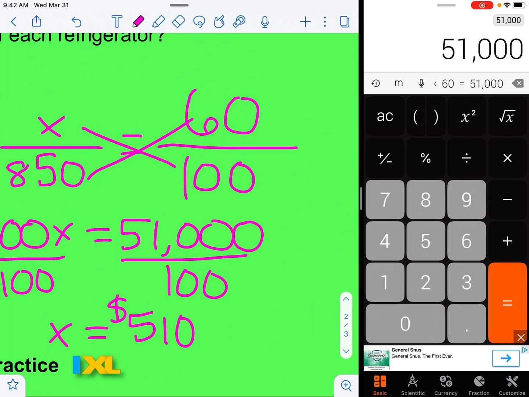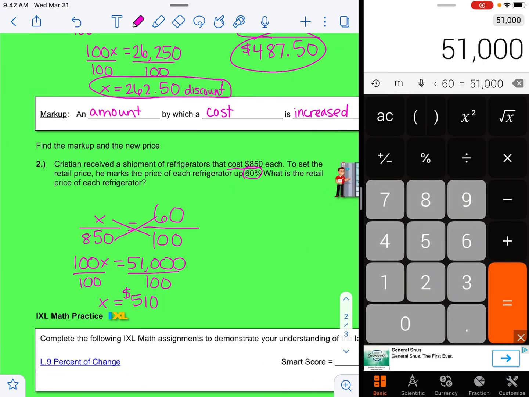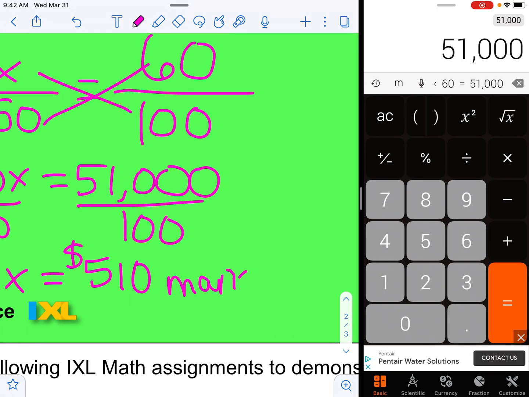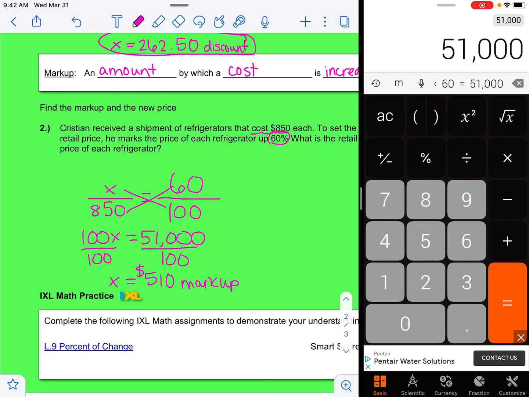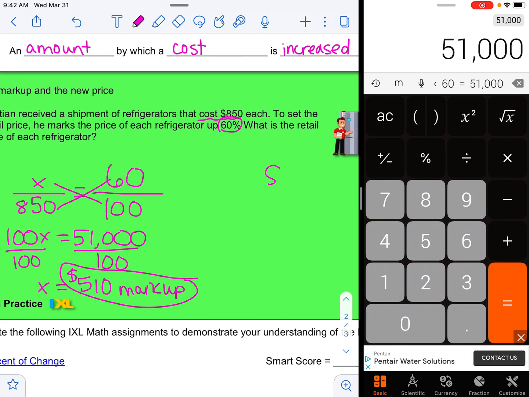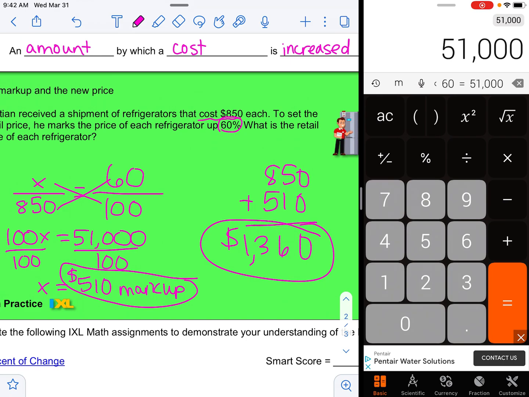Is 510 how much he's going to be selling these refrigerators for? No, then he would be losing money. This is how much he's marking up the refrigerators. So that is our markup. Now we need to find how much he's actually selling them for. To do that, you are going to add 850 plus 510, which gives you $1,360 for the new price. So that's how much he's actually selling them for. He is making a $510 profit off of each refrigerator.